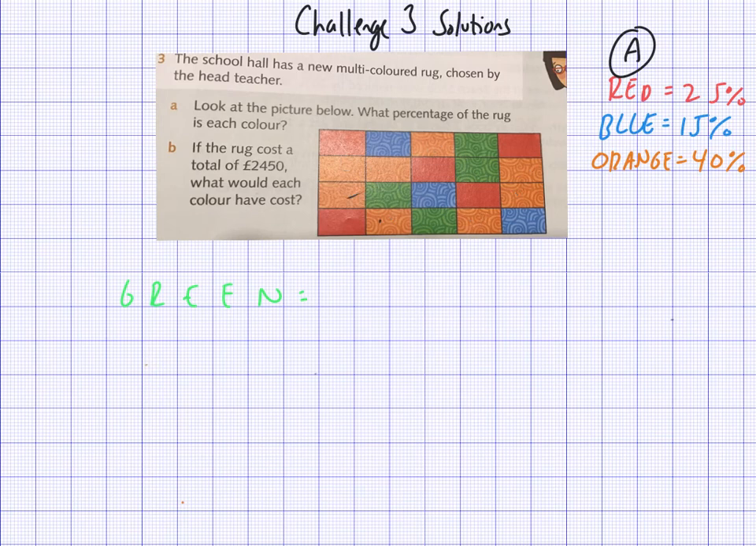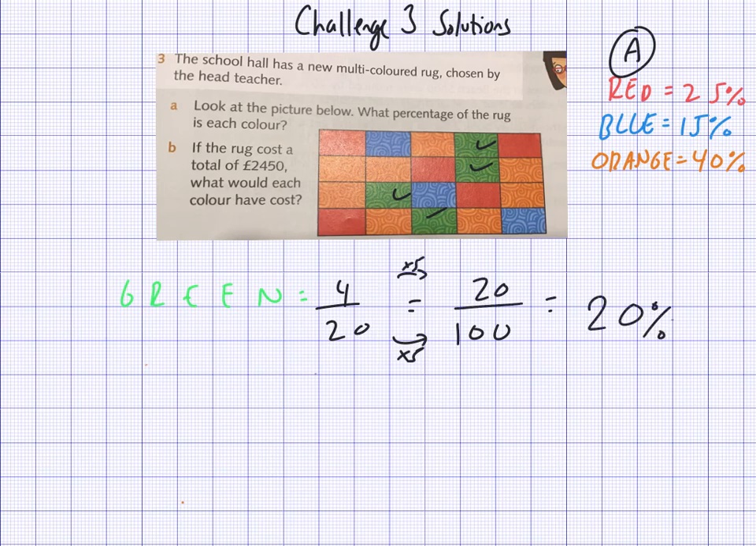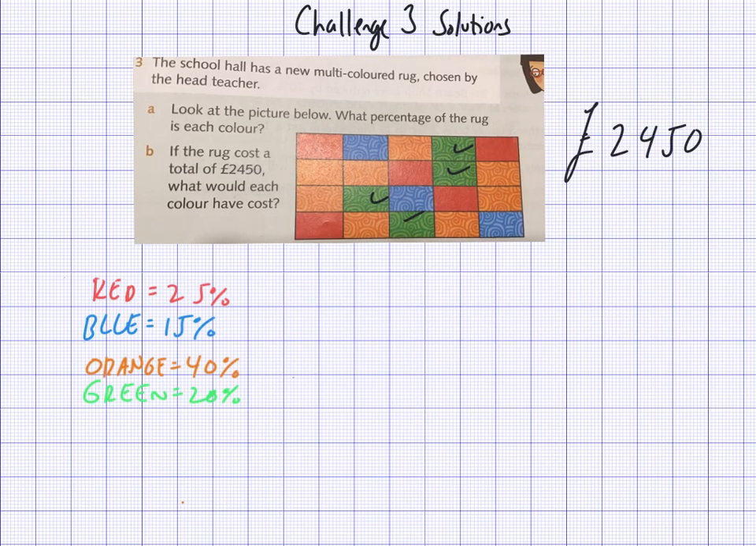So let's see how many of the tiles are green. There's 1, 2, 3, 4, so that's 4 20ths. Which out of 100, if we again multiply by 5, is 20, so that's 20%. So yes, 20% of the tiles are green. We're told that the rug costs £2,450, and we need to find out how much each colour would have cost.